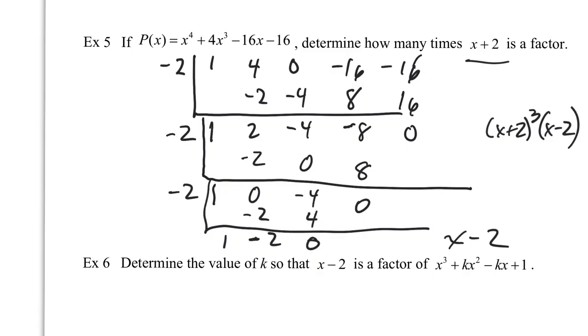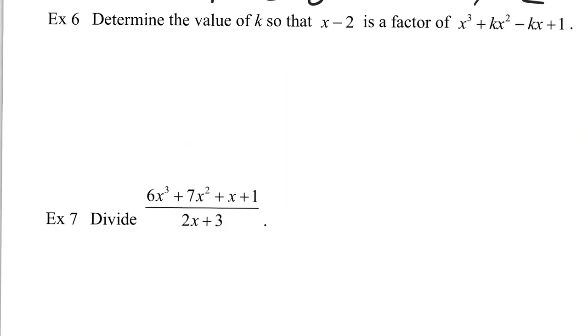So our next problem says, determine the value of k so that x minus 2 is a factor of x cubed plus kx squared minus kx plus 1. So for x minus 2 to be a factor, we know the remainder needs to be 0. So let's set up a synthetic division problem with the coefficients listed, and then see if we can come up with an answer to set equal to 0 at the end. So you try it, pause the video, and then come back and I'll walk you through it.